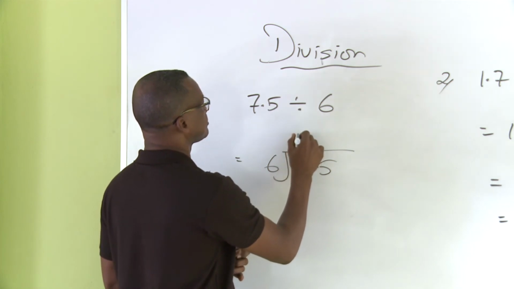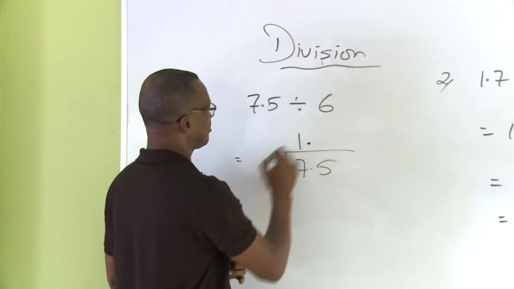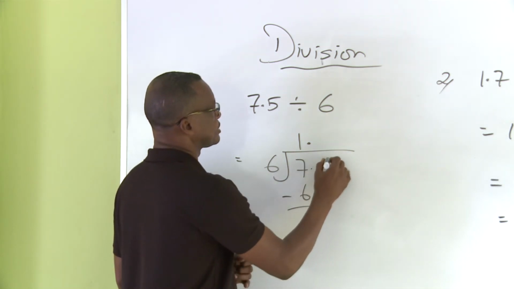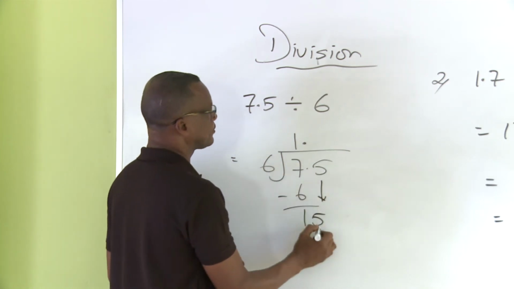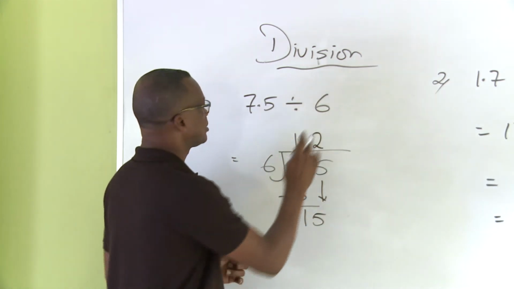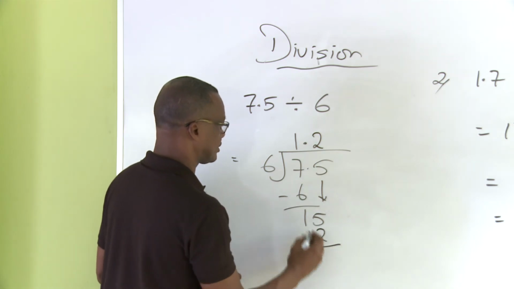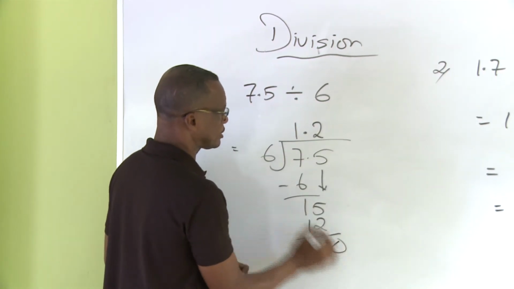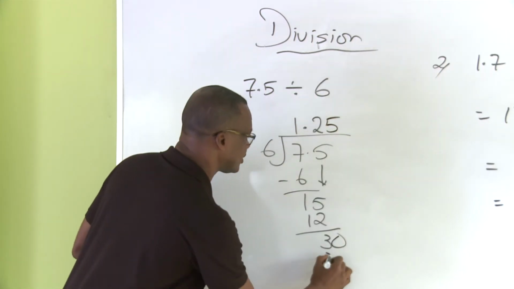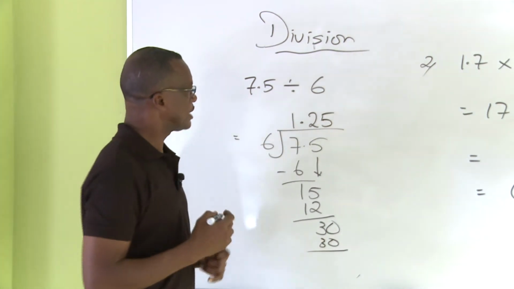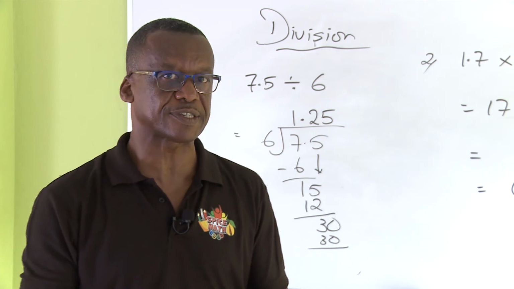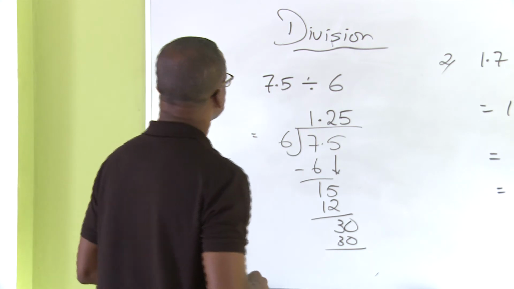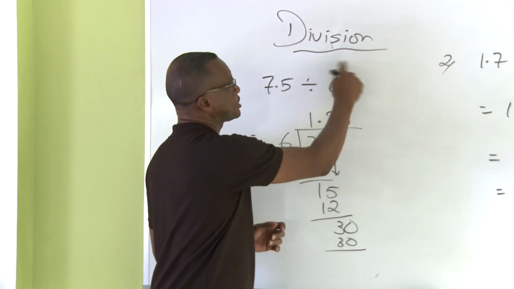6 into 7, 1 point. 1 by 6 is 6. 7 take away 6 is 1. Carry down the 5. 6 into 15 is 2. 2 by 6 is 12. Subtract, 3. You can add a 0 because we've already passed the point. 6 into 30, 5. 5 by 6, 30. So the answer when we divide 7.5 by 6 is 1.25. That was simple, simply because the divisor was a whole number.